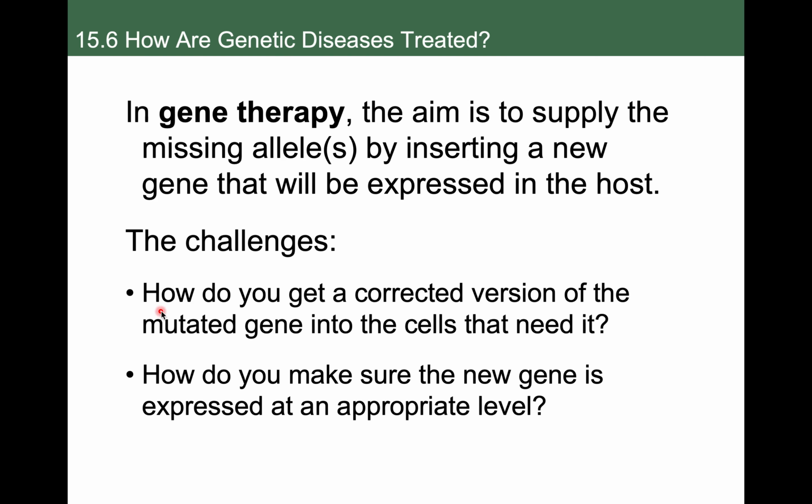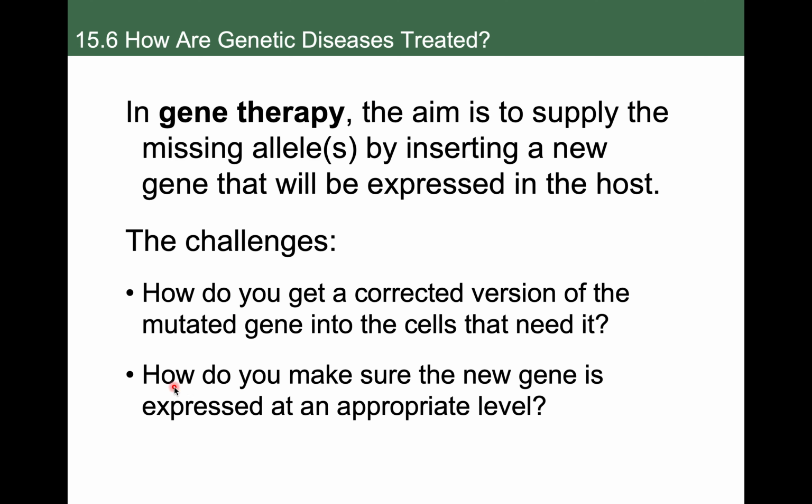The challenge is how do you get that correct version into the cells that need it? So, for example, let's say you had a mutation that affected some particular liver enzyme gene. You could make the correct version of that gene in the lab, but the challenge is how do you get it into those liver cells that need it? You can't just inject it into the bloodstream. It's not going to get necessarily where it needs to go, be taken up by those cells.